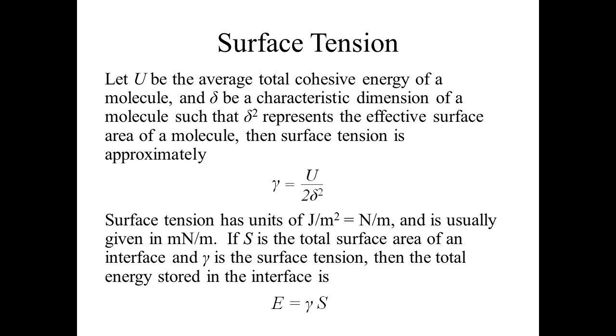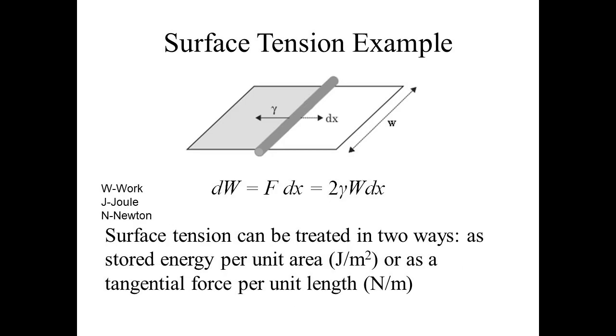For slide number 10, surface tension can be treated in two ways, either as a stored energy per unit area, J divided by meter squared, or as a tangential force per unit length, Newton per meter. So we have a diagram there that shows the relation between the work, the force, and also the surface tension.